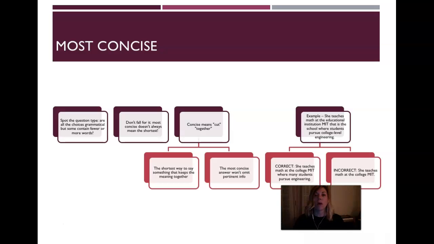So you might think, well, why is that part about engineering important? Well, let's just pretend that the rest of the passage is about engineering, and so therefore that information is relevant to introduce. The point is, most concise, you spot it when the answer choices are all grammatically correct, there isn't a lot of changing punctuation or changing verb tenses or changing word order, but they look like some answer choices are shorter than the others. Then you're probably being tested on most concise, but make sure to choose the one that is the shortest and includes all the information, not just the one that's the shortest, period.